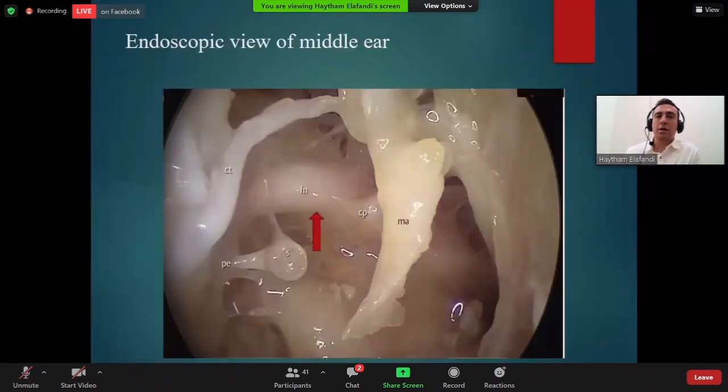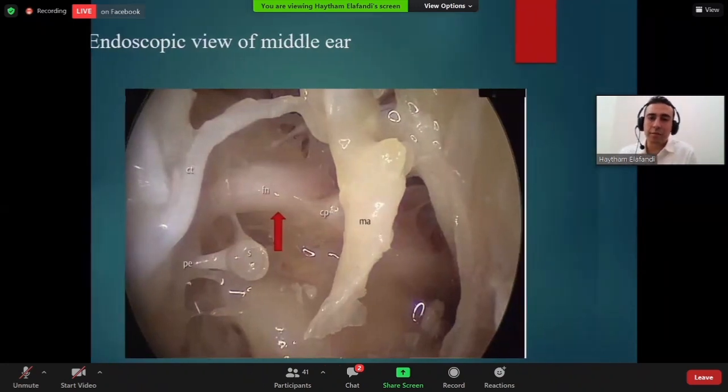Here is another endoscopic view of the middle ear. You will find here very clearly the facial nerve. There is the chorda, the malleus, and the incus is removed, and the stapes, to visualize the facial nerve. So the facial nerve passes above the stapes. That is the stapes head, and here's the stapedius tendon, and here is the facial nerve as it passes through the medial wall of the middle ear.